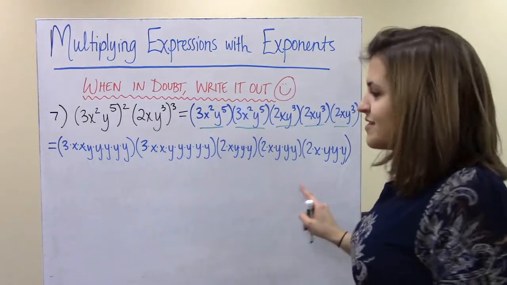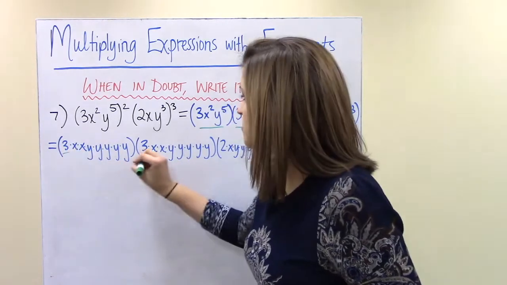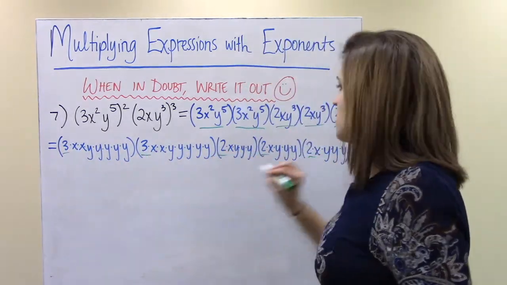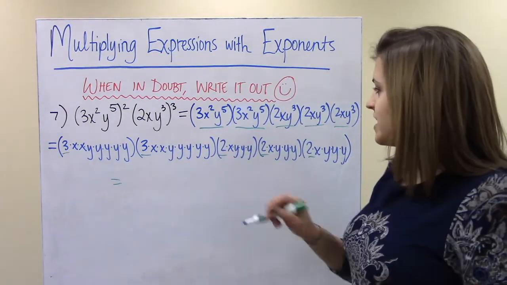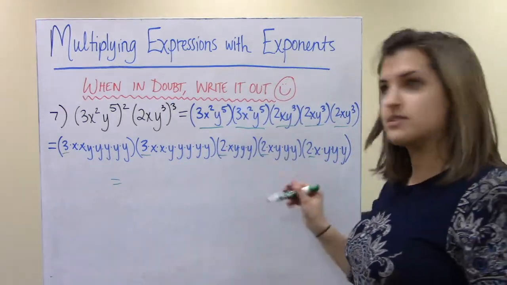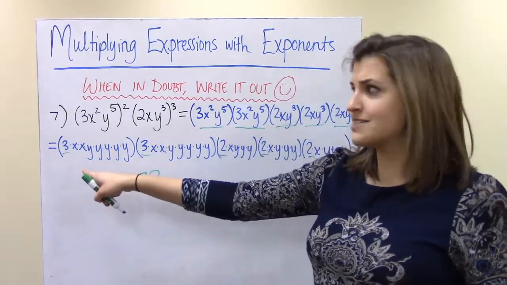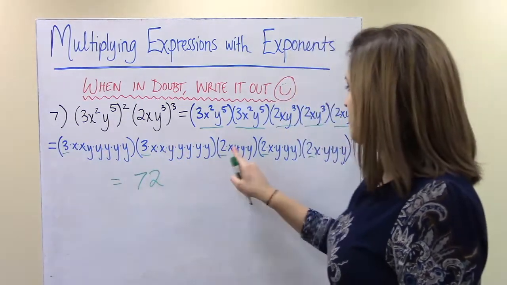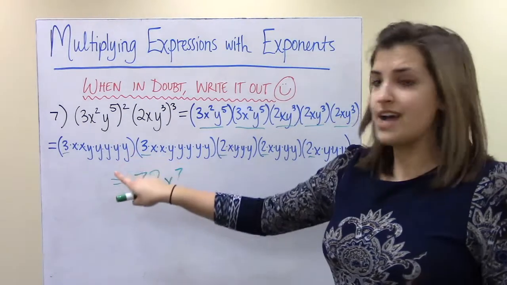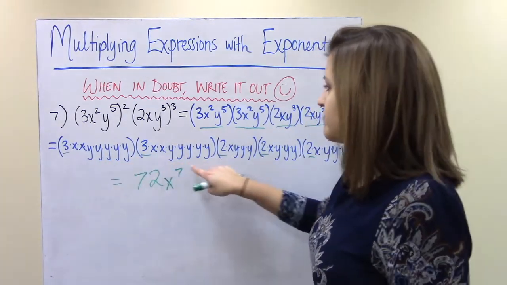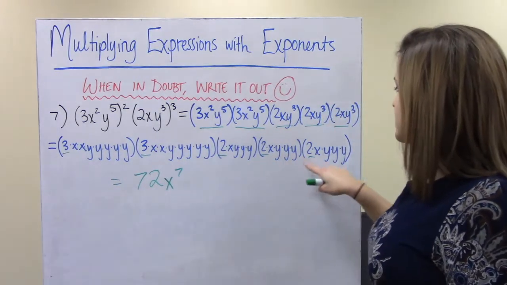And when we write it all out so that we can see it, we have all of this. So what I'm going to do is multiply my numbers together. So 3, 3, 2, 2, 2, and I will get, what is that? 3 times 3 is 9, times 2 is 18, times 2 is 36, times 2 is 72. So 72 times, and now I have to do how many x's I have. So I have 1, 2, 3, 4, 5, 6, 7, x to the 7th. And the y's, I have 5 here, plus 5 here, so that's 5 and 10, 13, 16, 19.